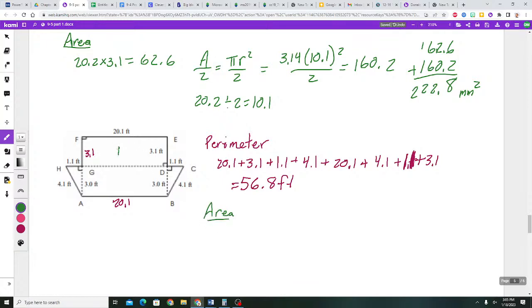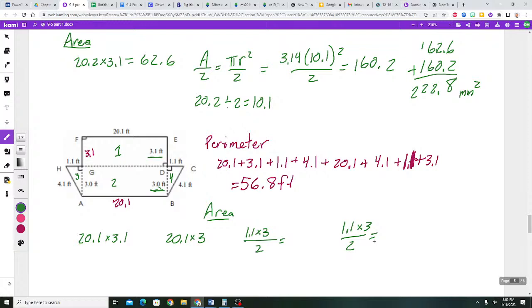Our area, we have one rectangle on top. We have a second rectangle on the bottom. We have a triangle over here and a triangle over here. So the first rectangle is 20.1 by 3.1. The second rectangle is 20.1 by 3. Notice the difference. Then the triangles are going to be base times height divided by 2. So base is 1.1 times height of 3 divided by 2, and we're going to do that again, 1.1 times 3 divided by 2.